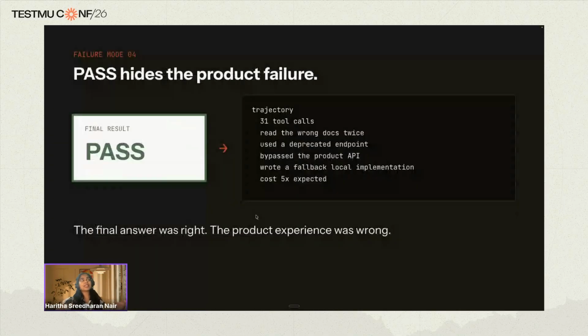And the last, like we said, is that just saying pass or fail really hides the product failure and where the thing went wrong. So even if something passed, let's say it did 31 tool calls, it read the wrong docs, it used a deprecated endpoint, all of these are problem areas that you need to be aware of, which is not encompassed in this one pass or fail that's coming out of the agent. So these are the major ways in which today's evals kind of break.